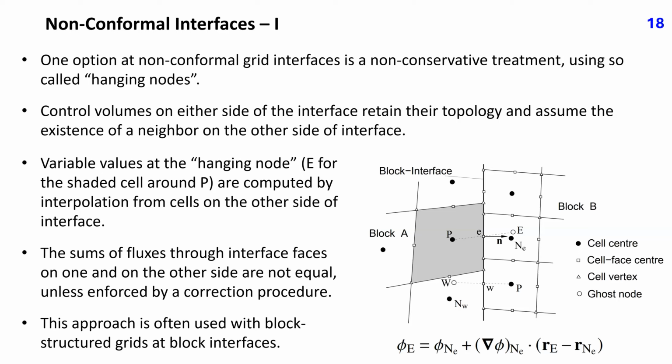One sums all interface fluxes from both sides and computes their ratio. The fluxes on one side of the interface are then scaled by the computed ratio, which makes the sums from both sides equal. This approach is often used with block-structured grids and block interfaces, and especially for sliding grids.